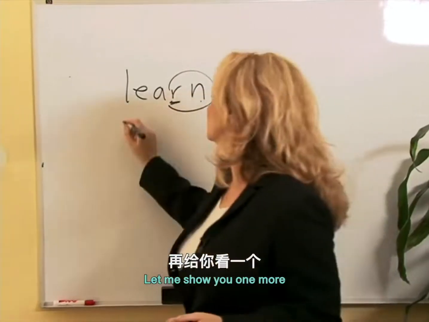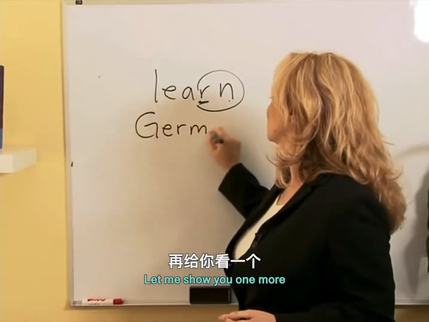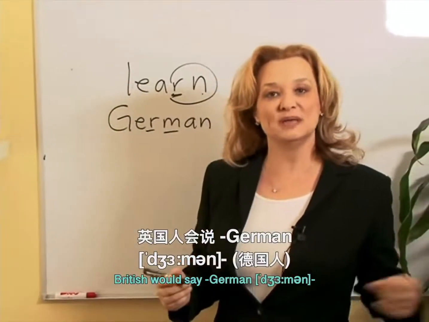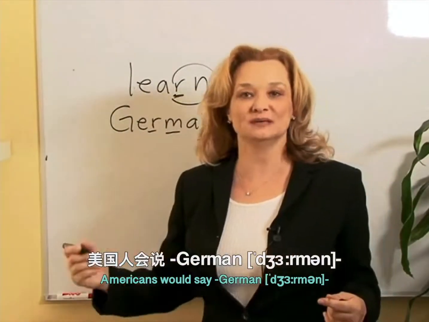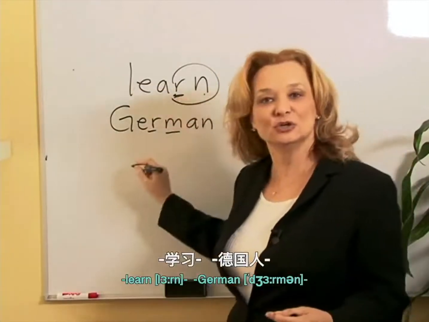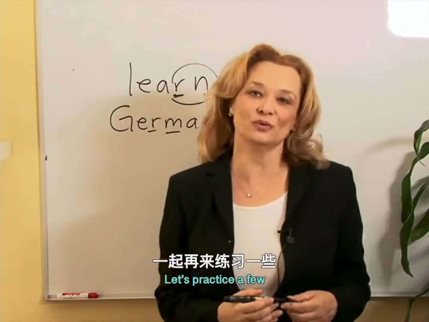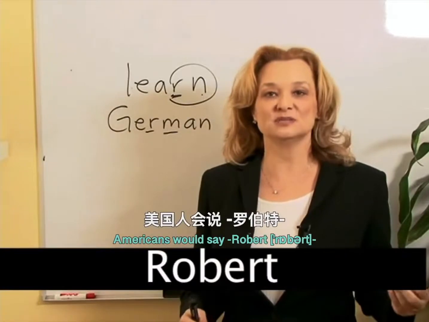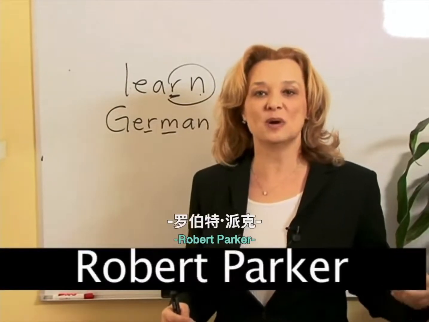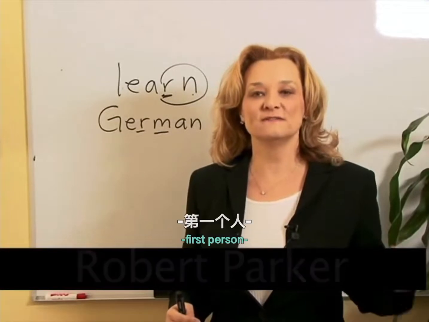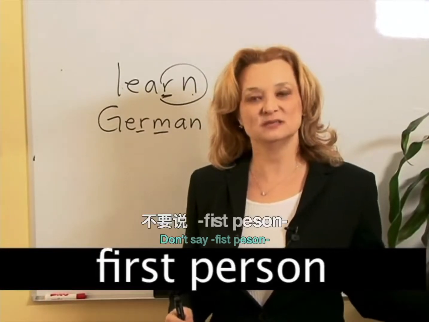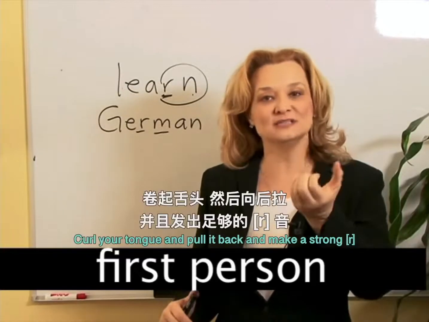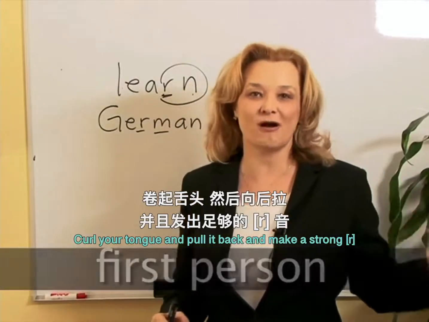Let me show you one more. RM. British would say German. Americans would say German. Learn German. Let's practice a few. British people would say Robert, so don't say Robert. Americans would say Robert. Robert Parker. First person. Don't say first person, say first person. Curl your tongue and pull it back and make a strong R.